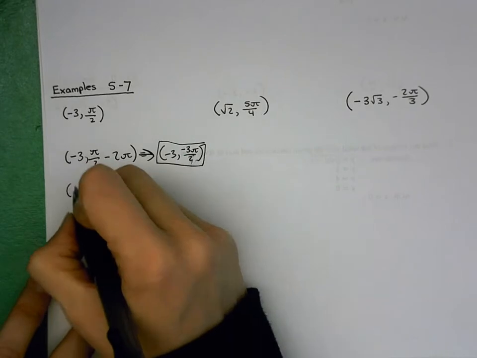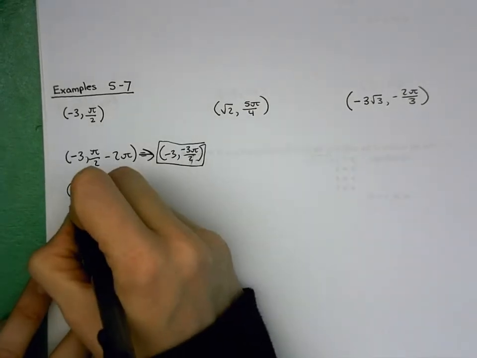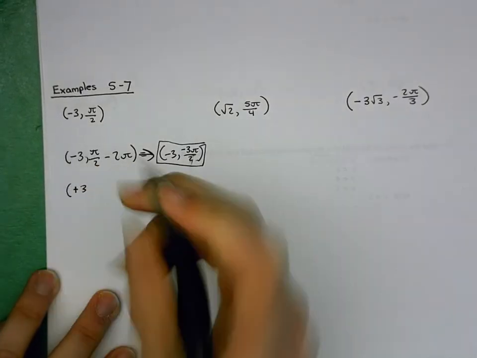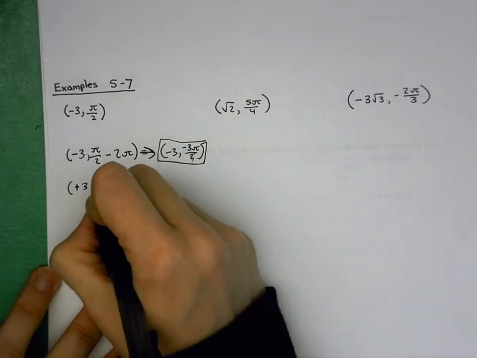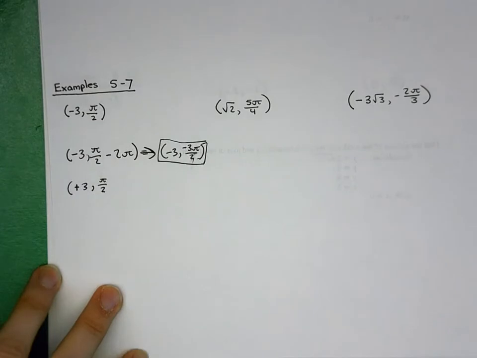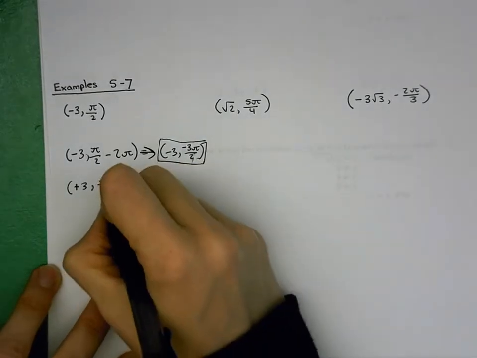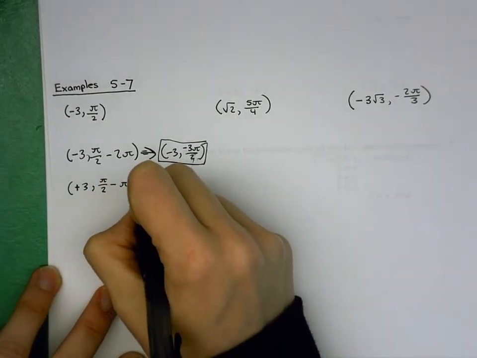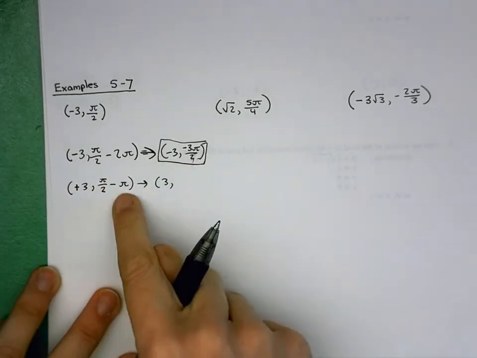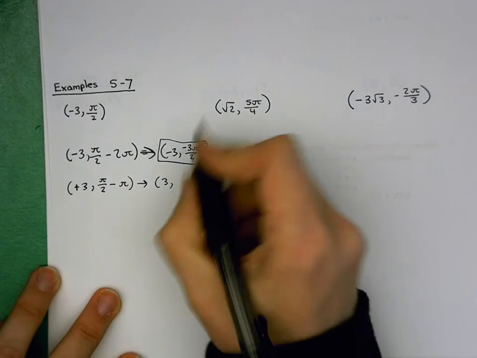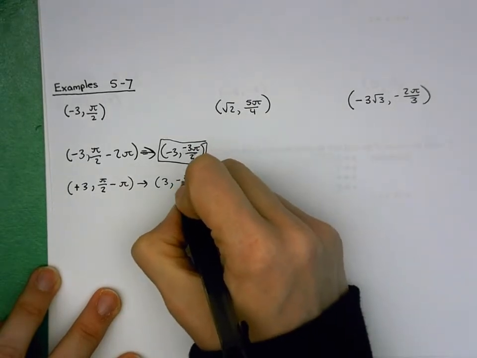Next additional coordinate point is taking your r, which is negative 3, and multiplying it by a negative. And then your theta plus pi and minus pi for your next 2 points. So starting off, we're going to minus pi. So we have positive 3 pi over 2 minus pi is 3 pi over 2 minus 2 pi over 2, or negative pi over 2.